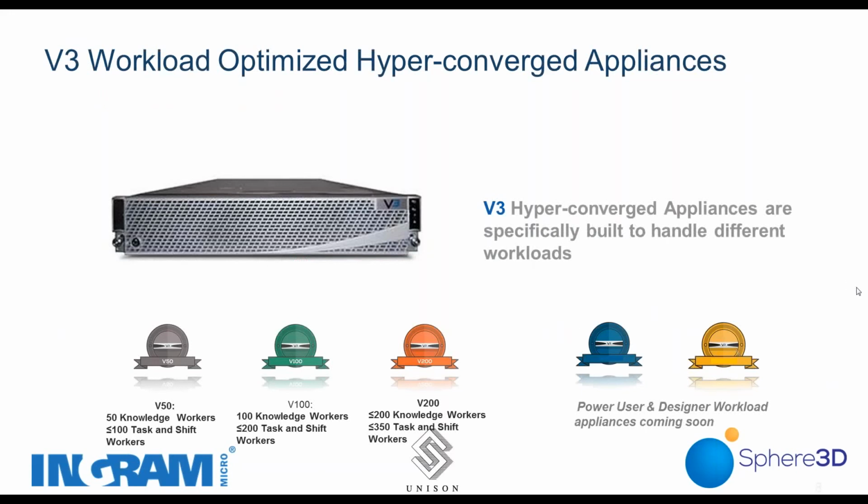So just to briefly cover the types of appliances and workloads, and you can kind of see this at the bottom there. We have workload optimized appliances for 50 knowledge workers and a lot more task and shift workers, 100 knowledge workers and a bunch of task and shift workers, a whole lot of knowledge workers, up to 200 and even more task and shift workers, and a power user and designer workload appliance that's coming soon that can be shared across these or can be dedicated to those workloads. But having an appliance that says whether you are doing it for 50 users or 100 or 200, and something else to consider is these don't have to match.